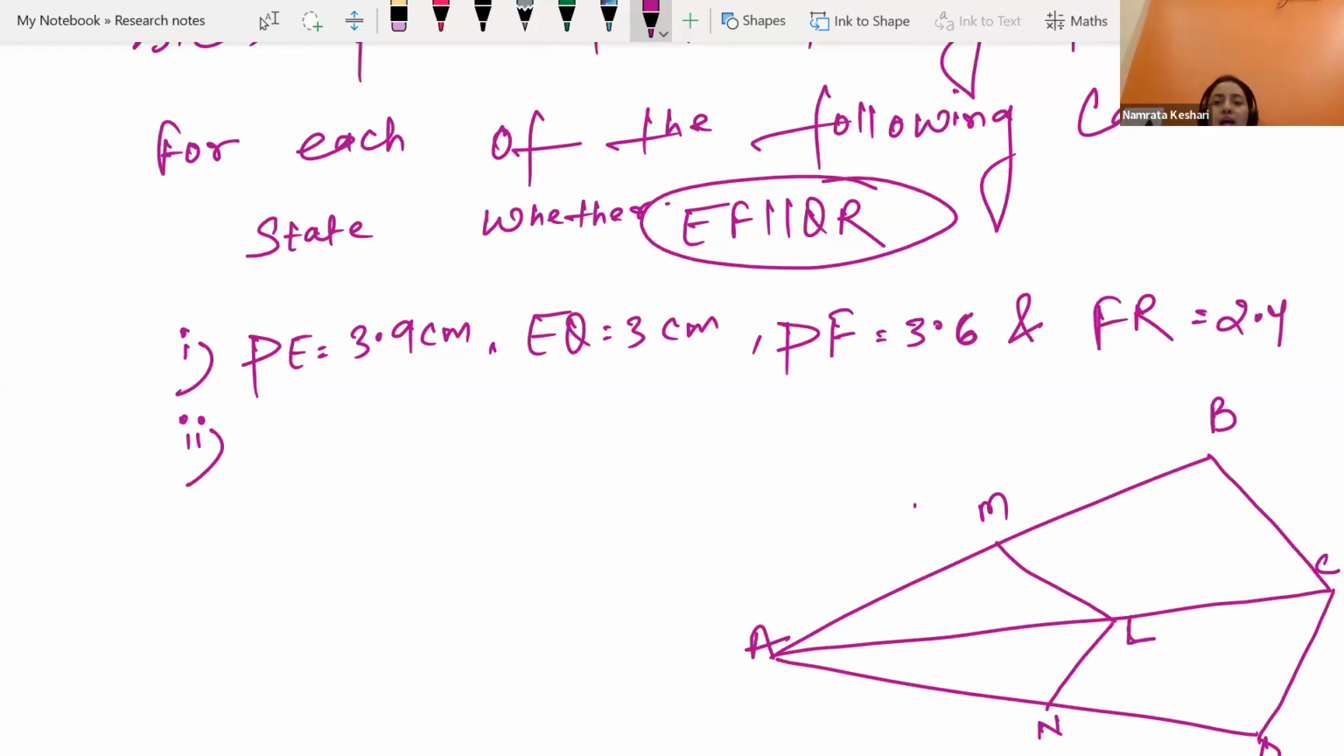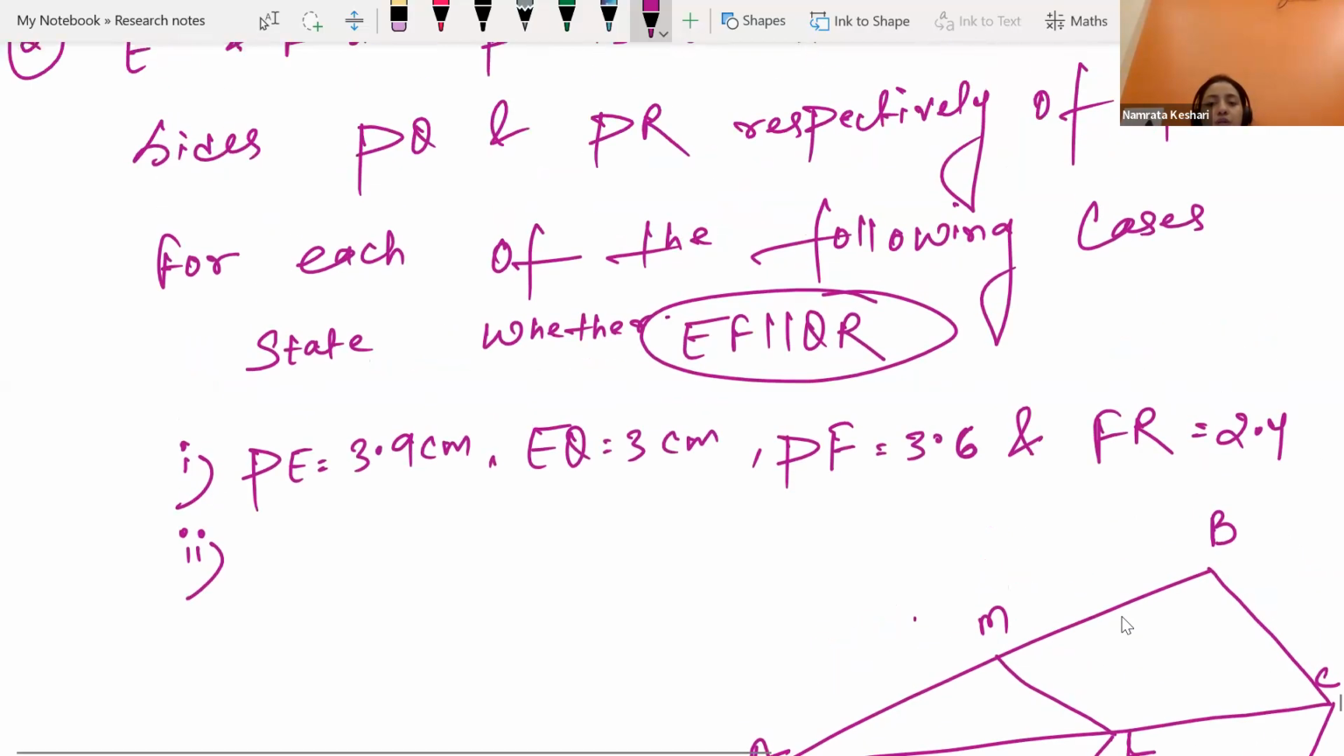Okay, so we are having a triangle. This is the structure we are having. So many triangles you can see over.